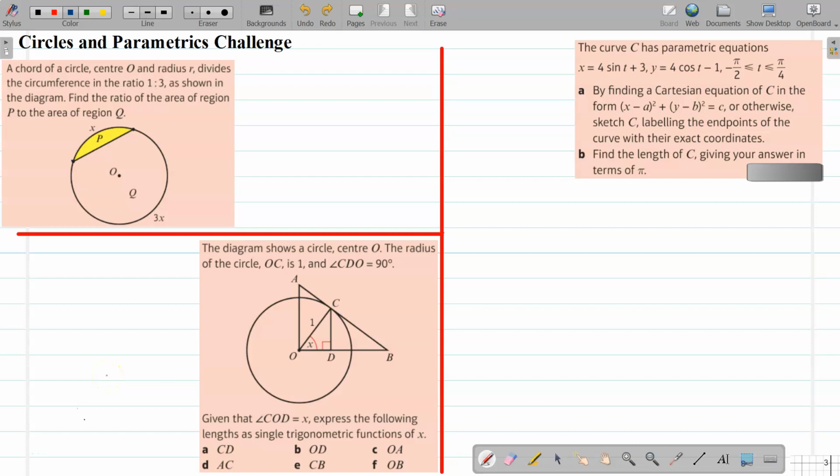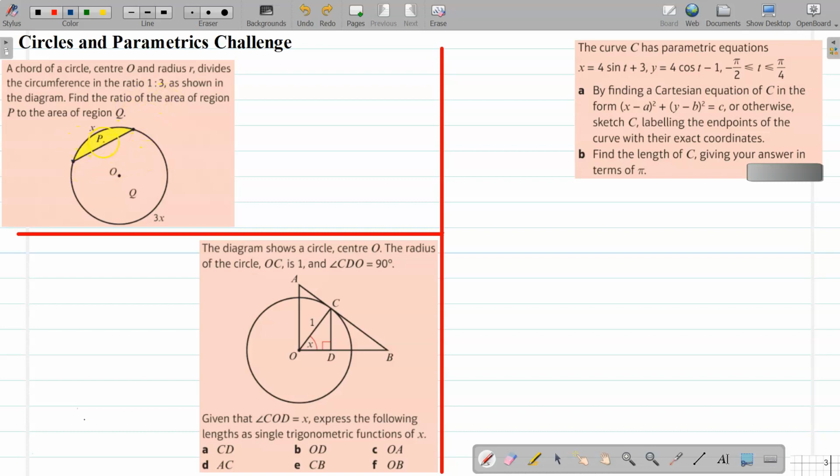In this video on circles and parametrics, we've got three little problems to solve. First one can be done with GCSE maths really. The second one a little bit more complicated using some of the lesser known trig ratios. And the third one is about parametrics. So let's start with this first one.